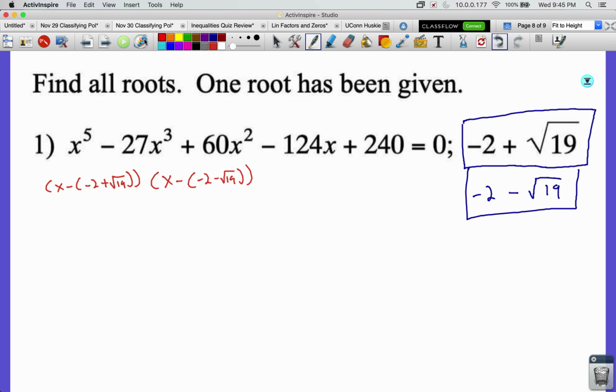With conjugate factors, it's good to put them back together to create a simple quadratic factor that represents both of these. In order to do that, I just have to multiply them. We'll start by distributing in this negative here and here. And I'll get x plus 2 minus root 19 times x plus 2 plus root 19. All right, and now let's distribute this.